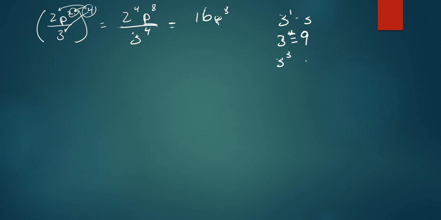3 cubed is 27. 3 to the 4th, 27 times 3 is 81. So we can figure these out pretty easily.